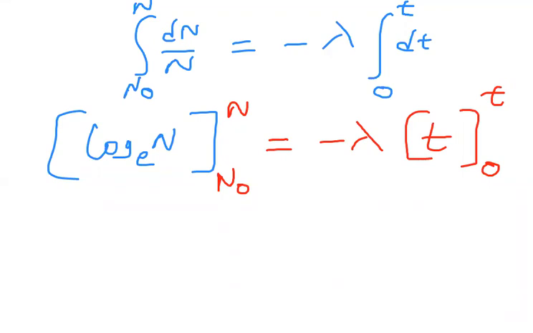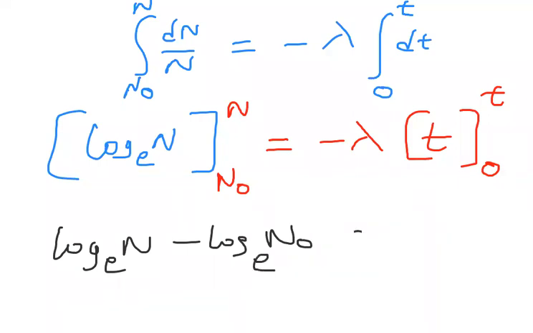Now here you observe applying the limits. First we apply upper limit minus lower limit. I always substitute upper limit minus lower limit. Again here, minus lambda into upper limit substitution minus lower limit. So this is the formula we got: minus lambda into t minus 0. Nothing but again we know logarithms. Here in logarithms, you observe this one. It is like log a minus log b.